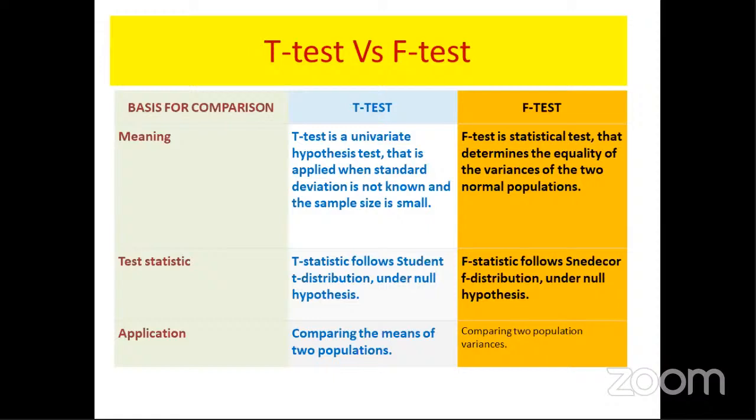But what is that F value that you got? You got that from the F distribution, depending on your set margin of error. Then we also have the application. When you compare means of two populations, you use the t-test. But when comparing two population variances, you make use of the f-test.